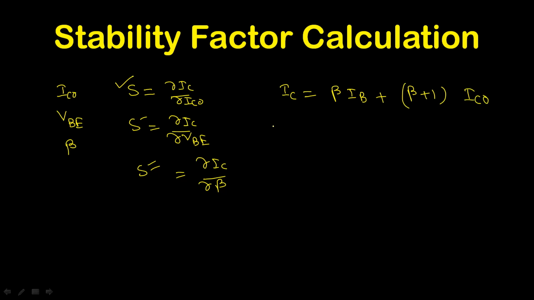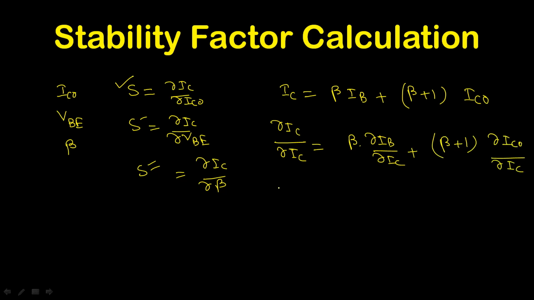Now we can perform the partial differentiation. Differentiating both sides with respect to IC, that is equal to beta times del IB by del IC, plus beta plus 1 times del ICO by del IC. So this part will give 1, that is beta times del IB by del IC plus beta plus 1 times del ICO by del IC.